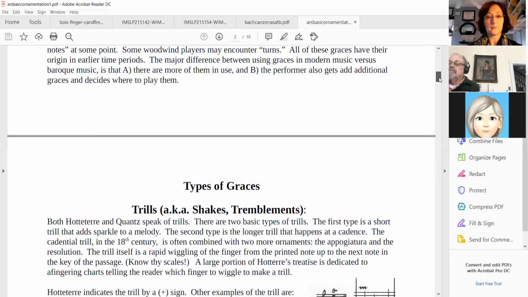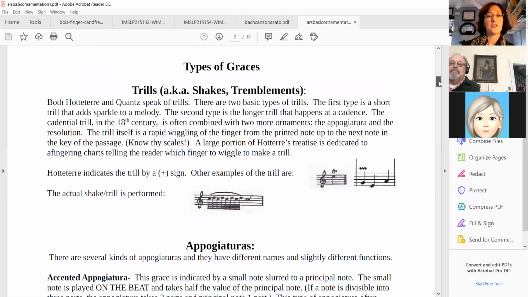All right, so the first grace we're going to talk about is the trill, also called the shake, or the tremblement in French. Both Hotteterre and Quantz speak about trills, and there are two basic types of trill. The first trill is a short little burst of activity that adds sparkle to a melody, and the second type is a longer trill that happens at a cadence. The cadence is the period at the end of your musical sentence.